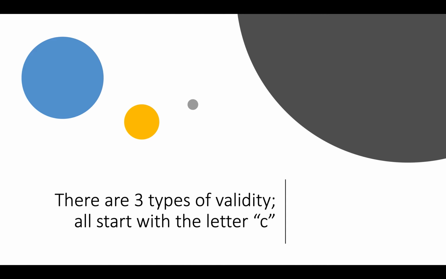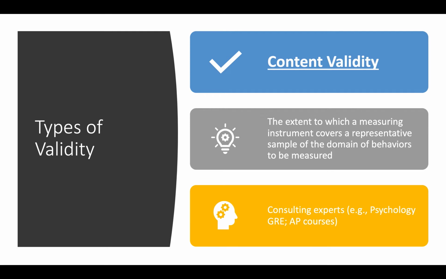So there are 3 types of validity in our textbook, and they all start with a C, so make sure that you are keeping clear notes. Try not to confuse the 3. So first off, we have content validity. This is the extent to which a measuring instrument covers a representative sample of the domain of behaviors to be measured. And this typically involves expert knowledge in our field.